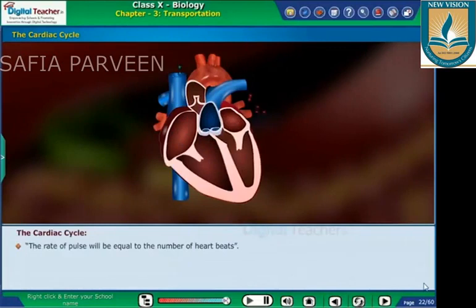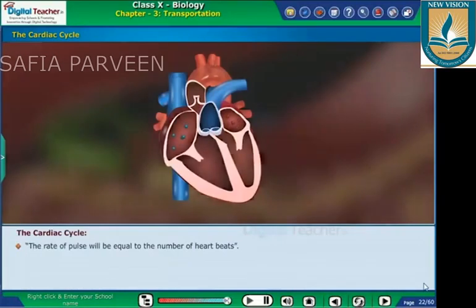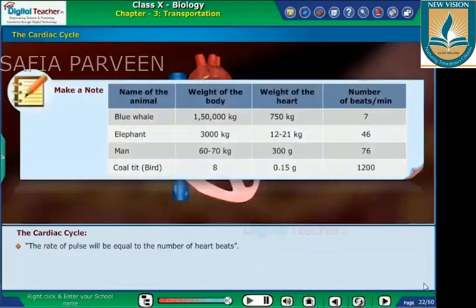So if you observe the heartbeat of different organisms, in the blue whale it is 7 times per minute, in the elephant 46 times per minute, and in man approximately 76 times per minute. In the colt, a small bird, it beats 1200 times per minute.